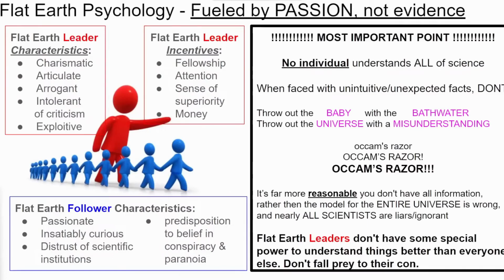Now, let's contrast that to characteristics of flat Earth leaders. Flat Earth leaders are extremely charismatic and very articulate, as my friend Wits is. A very charismatic and articulate man. But they are also extremely arrogant. They believe they know everything. They are intolerant of criticism, as that would project weakness to their followers. And they're exploitive of their followers. They will ask their followers to support them in their endeavors.